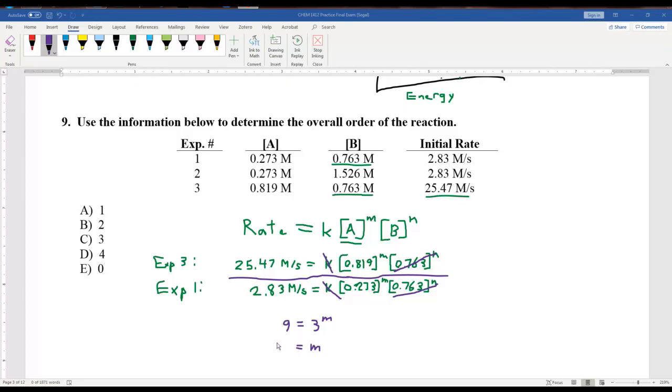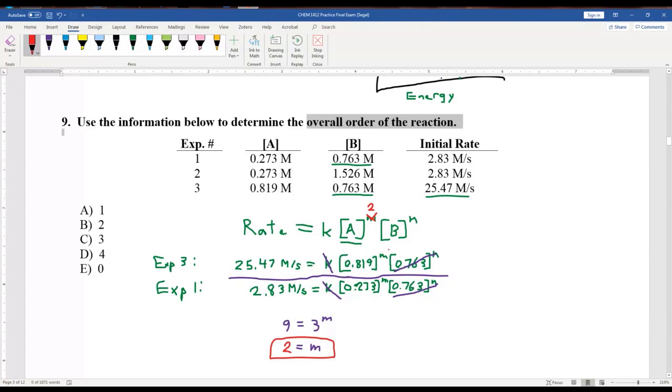3 squared is going to be 9. So M is the second, oh, that's not what it is. M is going to be the second power, 2. So this is second order with respect to A. I know that this M is actually a 2 now.